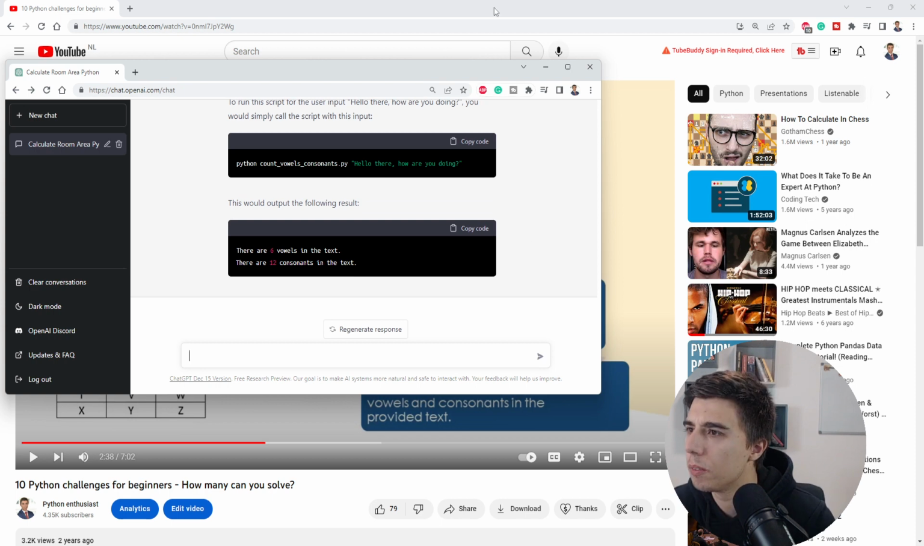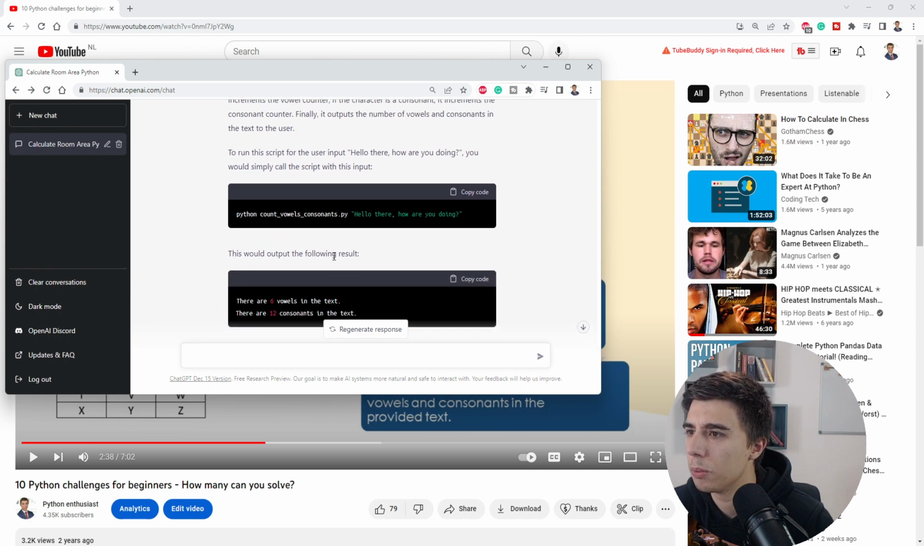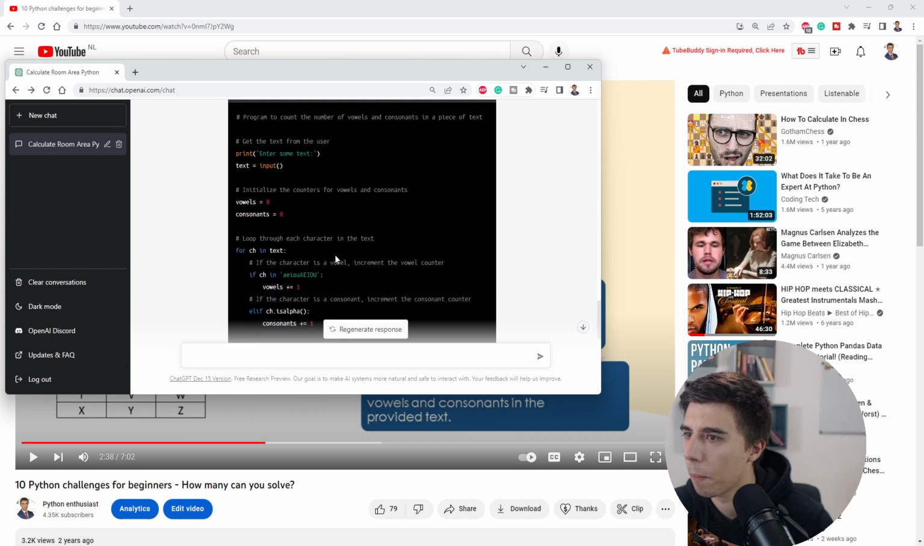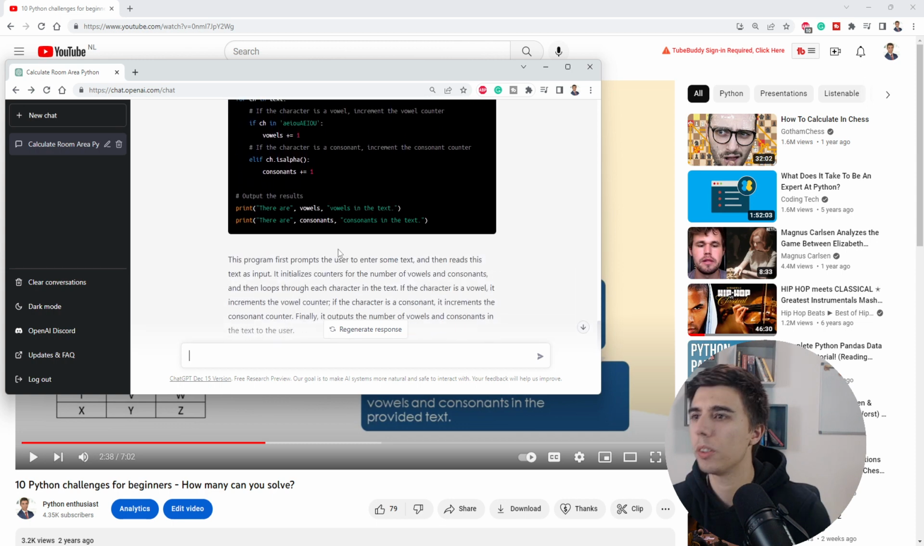Is this correct? Are there six vowels? E-O-E-E-O-A-E. There are more vowels for sure. But I don't think this is fully correct. Cannot be right.